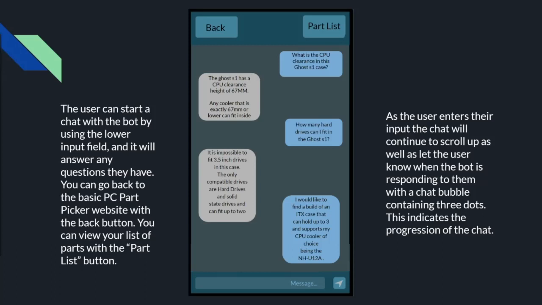I also wanted to mention while the chat was going on, as the user enters their input, the chat will continue to scroll up, as well as let the user know when the bot is responding with a chat bubble containing three dots. This indicates that the chat is progressing between the user and the bot.